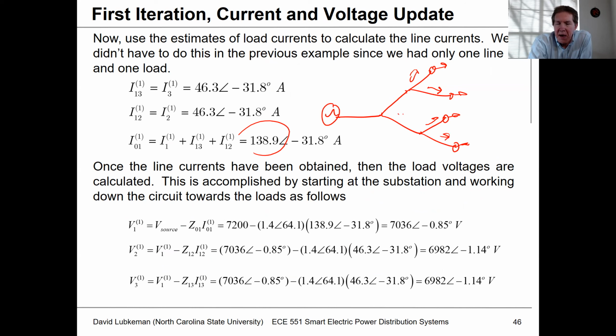Then we would keep adding the currents up as we're working toward the top of the circuit, or the root of the tree. And basically, this is what I would refer to as the upward sweep.